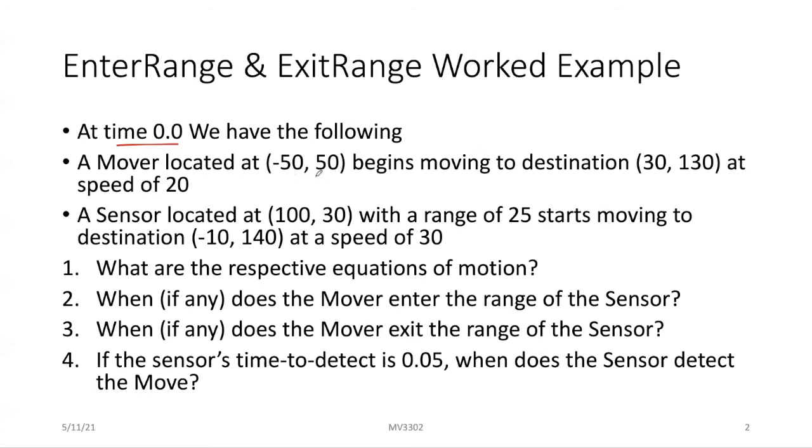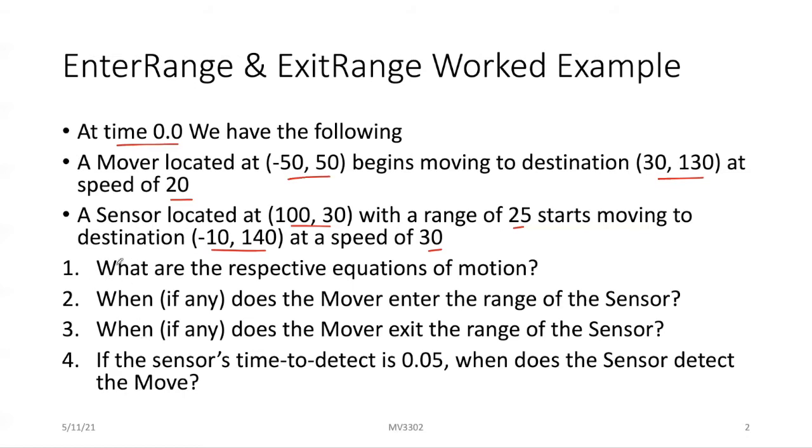Okay, so here we're going to start at (-50, 50) and move to a destination of (130, 130) at a speed of 20. Okay, so that's our mover. Our sensor is going to be located at (130, 130). It has a range of 25. And then at the same time, it starts moving to destination (-10, 140) at a speed of 30. Okay, so when the sensor is nice and stationary, then we can kind of draw a little picture to see things. When they're both moving, it can be a little bit more unclear.